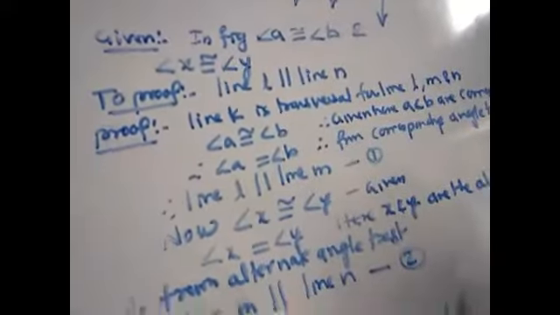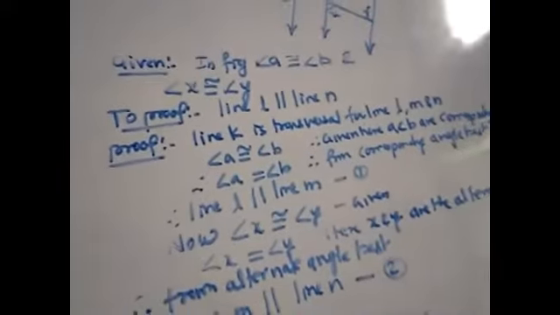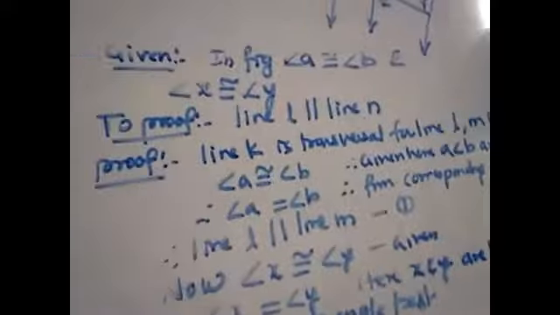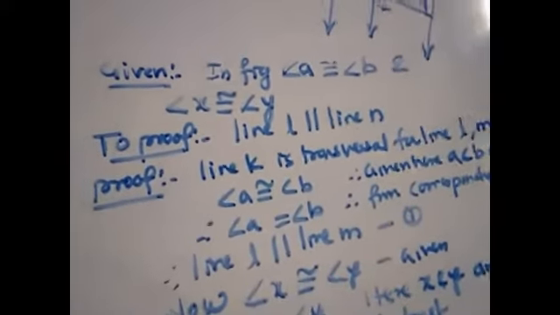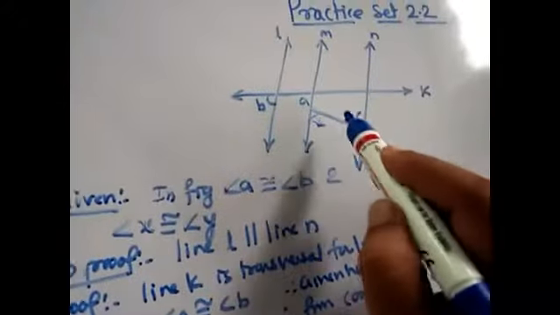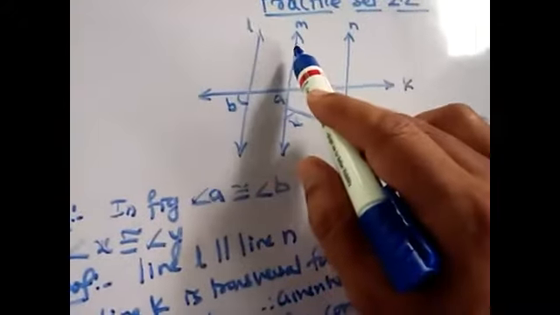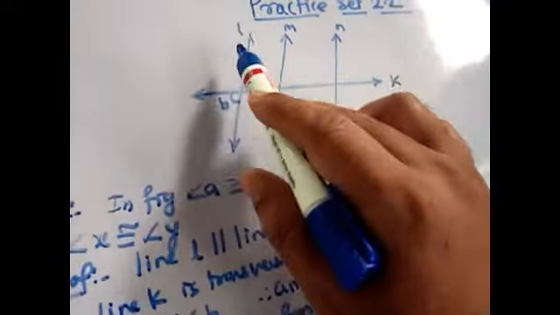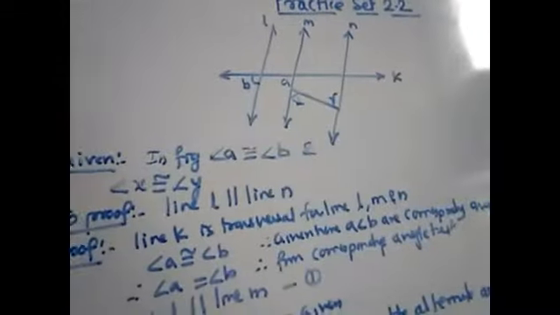So there are two things given in this problem, that A congruent to B and X congruent to Y. So from these two, the corresponding angle test and alternate angle test, we can say that line L is parallel to line M and line L is parallel to line N.